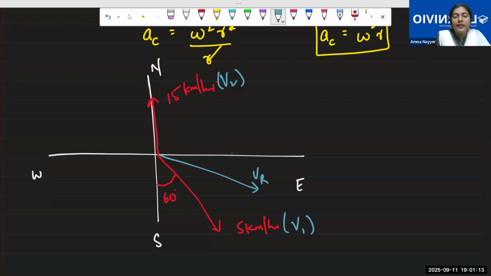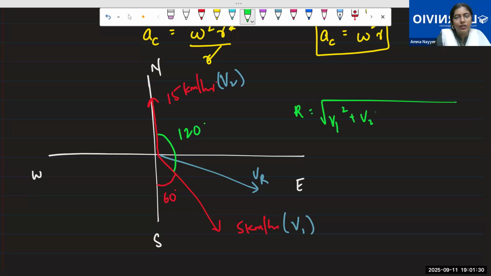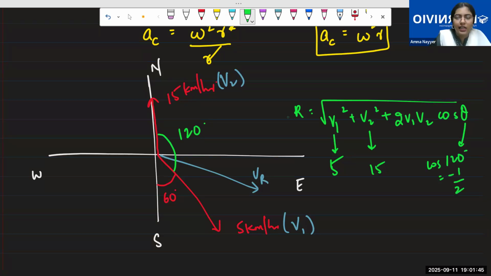Next thing is the angle between both of these. The angle given outside is 60 degrees, so in between, the angle will be 120 degrees, since 180 minus 60. So you use R equals under root V1 square plus V2 square plus 2 V1 V2 cos theta. Your V1 is 5, V2 is 15, and theta is 120 degrees, where cos 120 degrees is minus half. Put the values and you will get the magnitude of R.